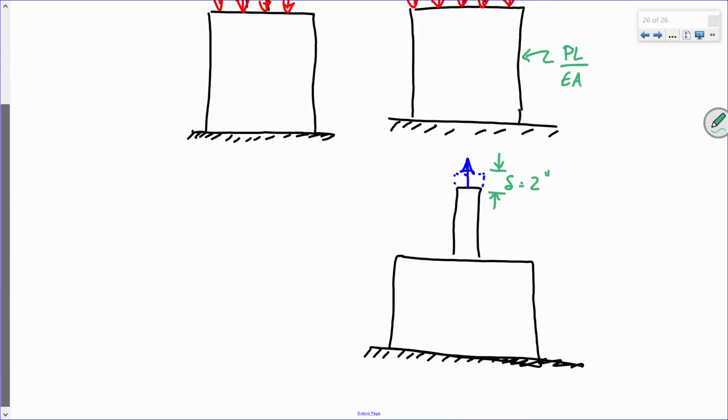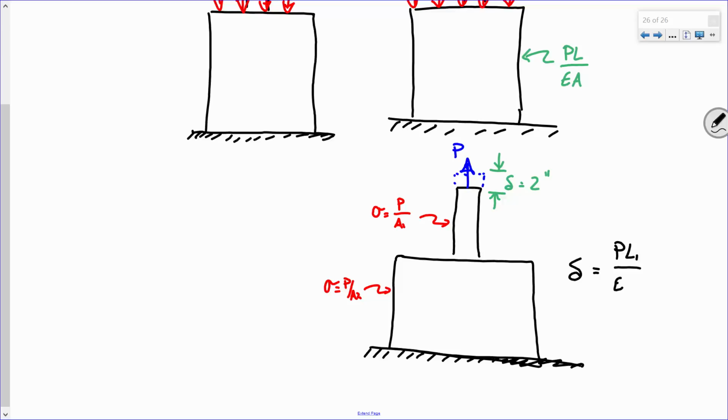Now, here's the thing with this segment. Okay? So we're going to pull with some force P, right? Make sense? Now, this segment here is going to have a stress. It's going to be what? P over, what do we call that? A1. This segment is also going to have a stress, P over A2. So to calculate the total deformation on this bottom segment, I've got to add P L1 over E A1 plus P L2 over E A2. And then that's going to be equal to 2 inches, and then solve for P.